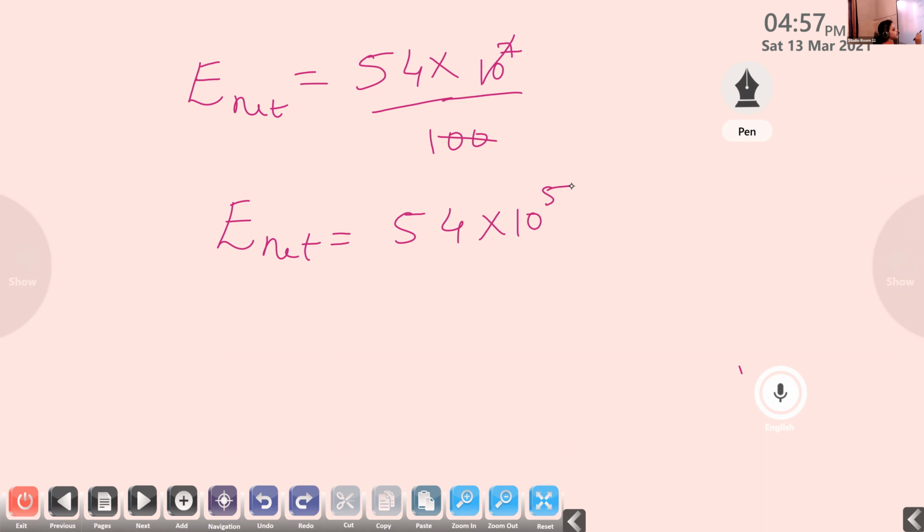What is the unit of the net electric field? Do you remember the unit? Yes, it's right. It is Newton per Coulomb. This is the unit of net electric field. So we solved the first sub-question. Now what about our second sub-question?